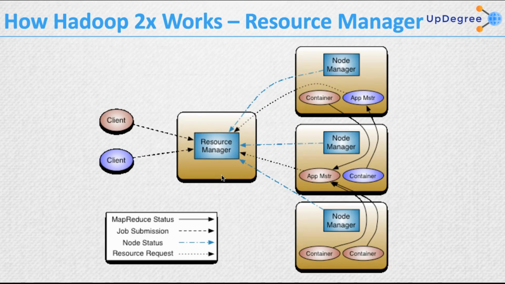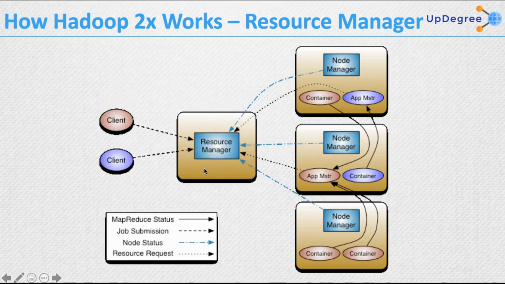So first of all, what are the different components we have in this design? First we have the resource manager, the node manager, the container, and the application master. Let's say on the left hand side we have two client requests to do some computations on the cluster. First of all, the clients get in contact with the resource manager.